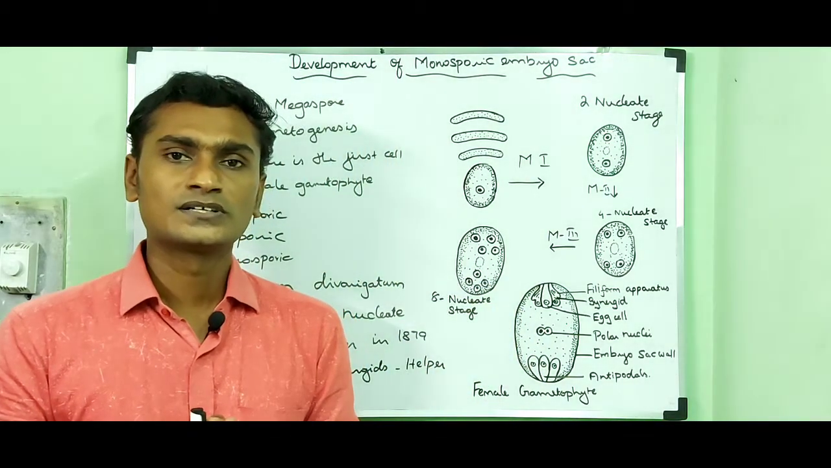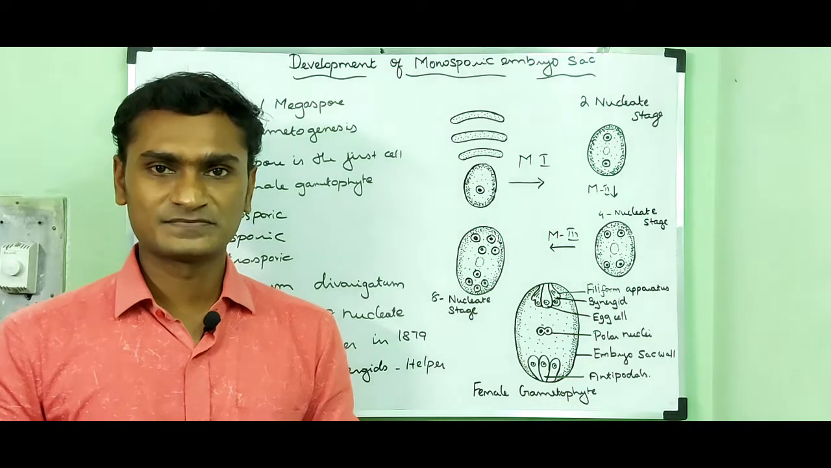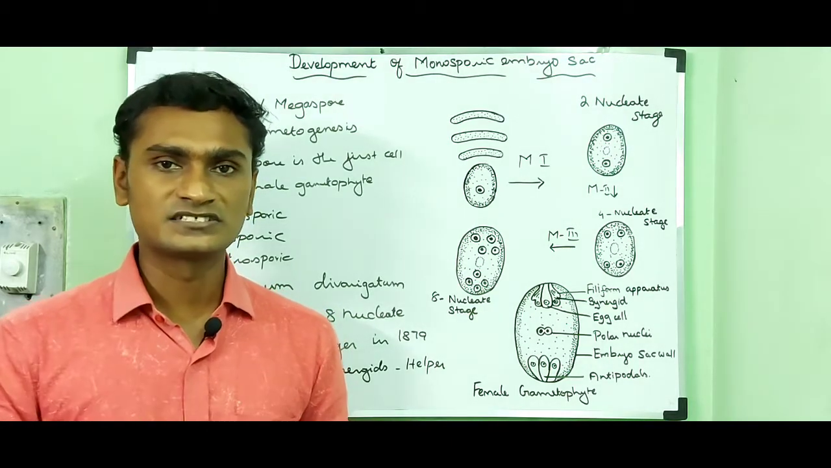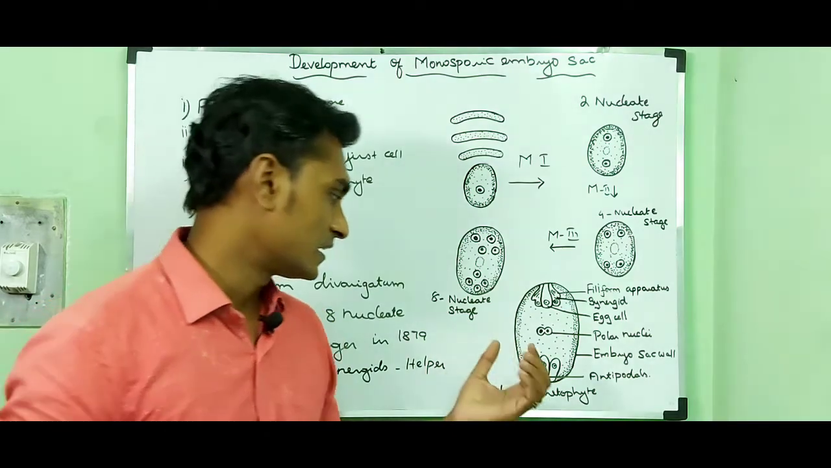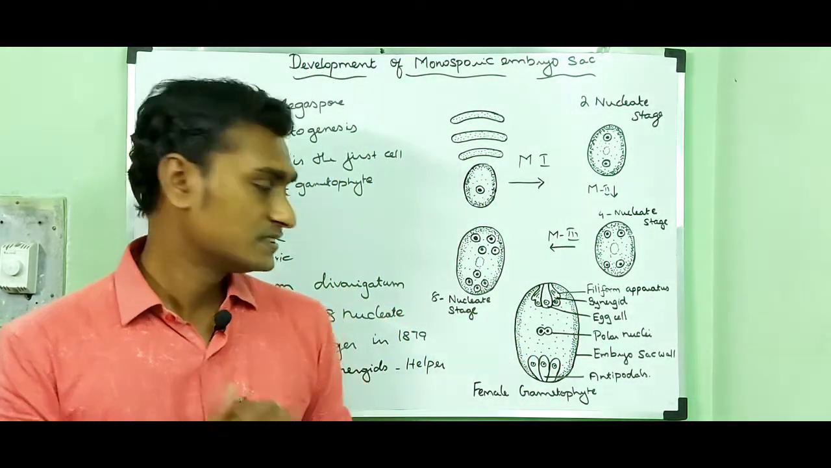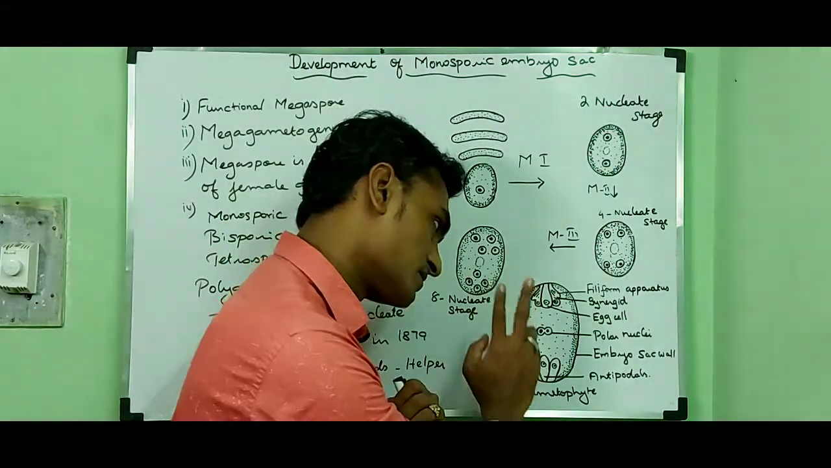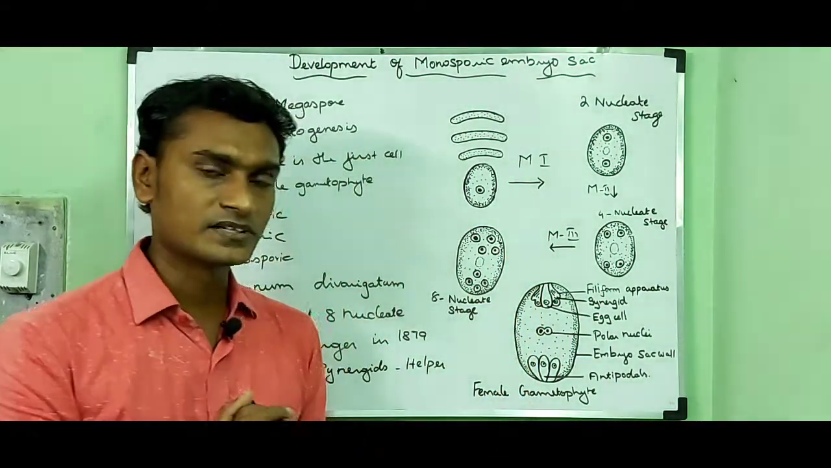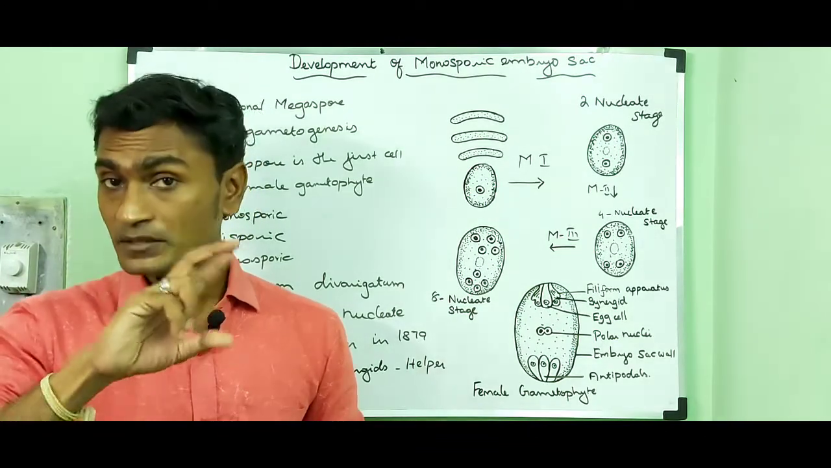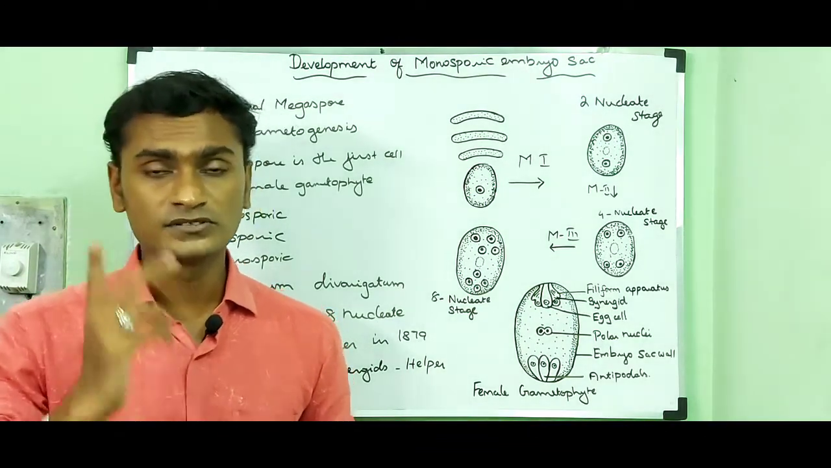சரிங்களா? Then antipodals. Antipodals are the ephemeral structures. Ephemeral are short-lived structures. சரிங்களா? Antipodals are the short-lived structures. Then this secondary polar nuclei get fused with one of the male nuclei and they develop into endosperm.